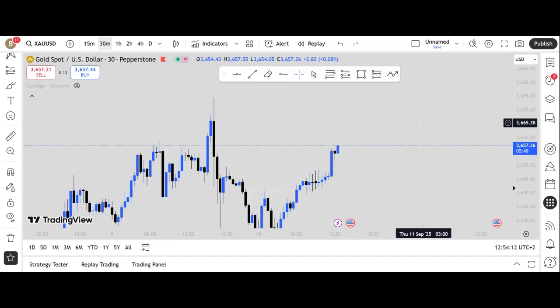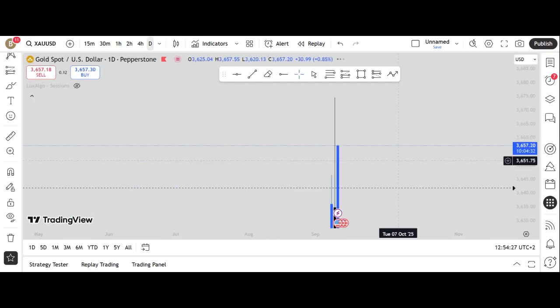So the reason why I start from the daily is because I do read candles because I trade price action. So when I read candles, I know where the direction of the market is, where the market is going, whether it's bullish or bearish. So in this case, I'll go to the daily time frame.